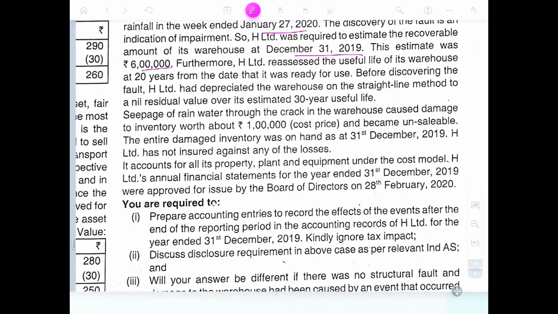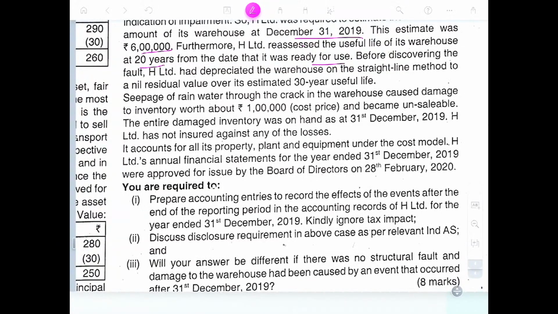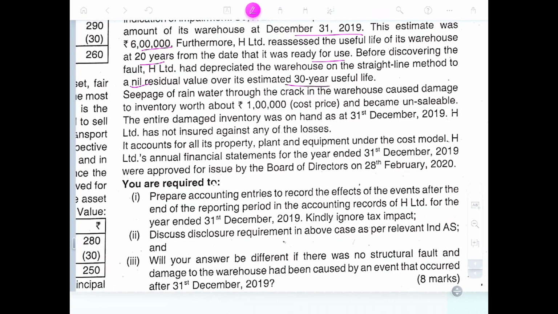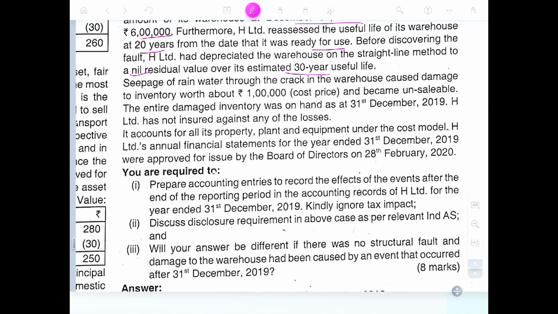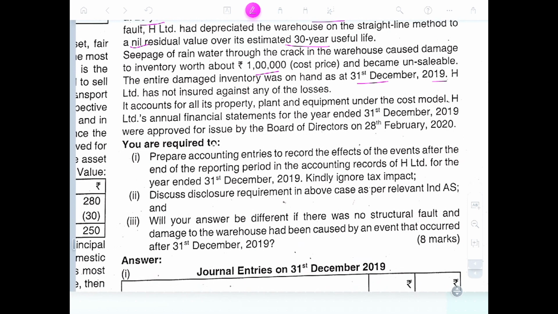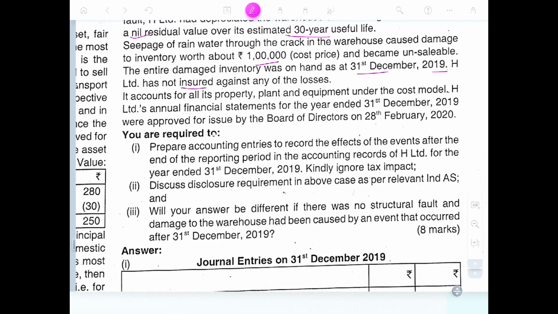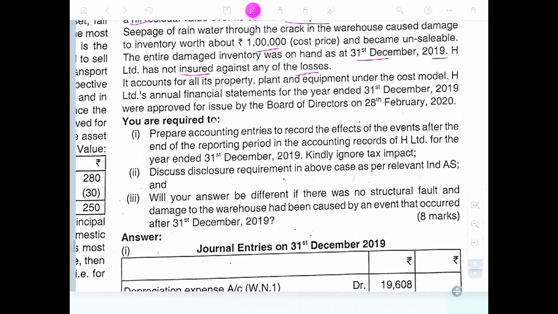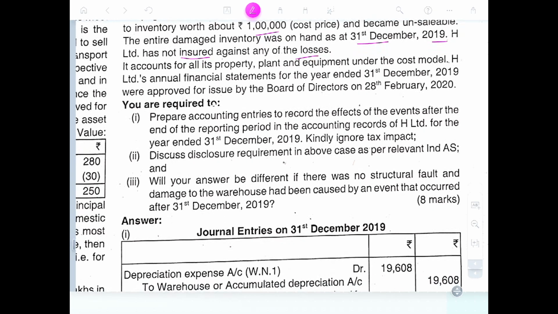Furthermore, Hatch assessed that the useful life of the warehouse is 20 years from the date it was ready for use. Before discovering the fault, they depreciated the warehouse on the straight line method to nil residual value, over an estimated 30 years useful life. Seepage of rainwater through the cracks of the warehouse caused damage to inventory worth 1 lakh, which became unsaleable. The entire damage of inventory was on 31st December 2019. Hatch Limited has not insured against any of the losses. It accounts for all property, plant, and equipment under the cost model. Hatch Limited's annual financial statements are for the year ended 31st March and were approved.